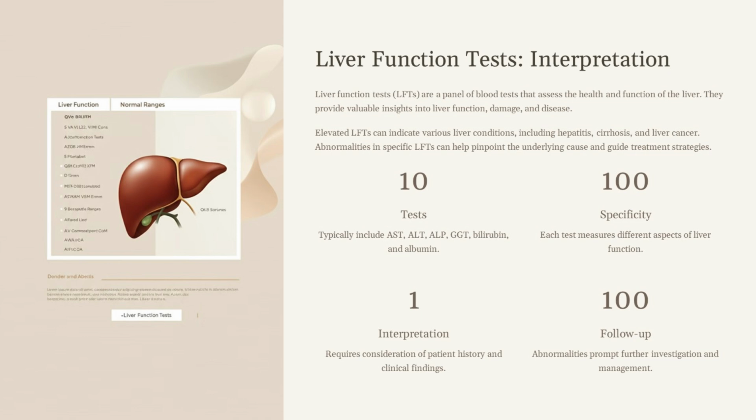Interpreting LFT results requires considering the patient's medical history and clinical findings. Abnormal LFT results will prompt further investigation and management to determine the underlying cause and appropriate treatment.